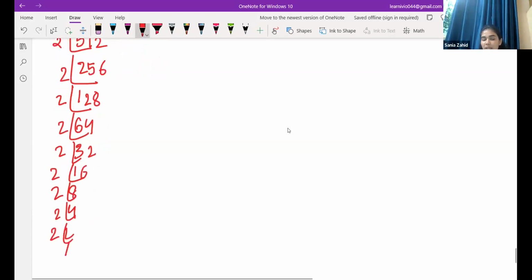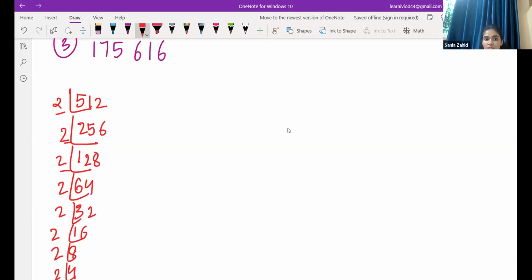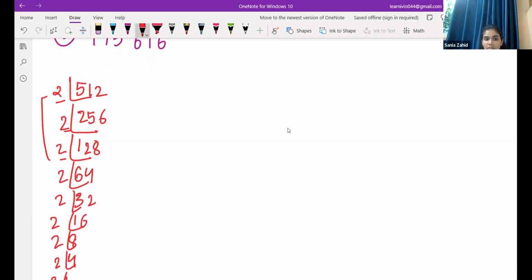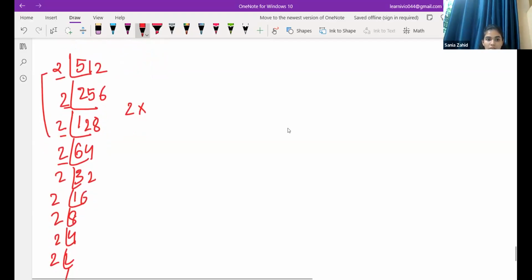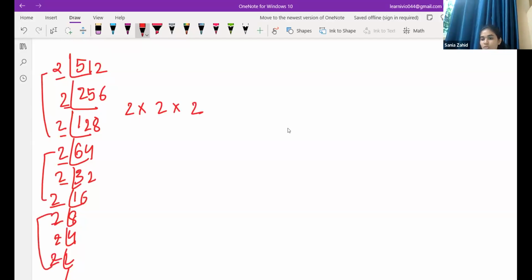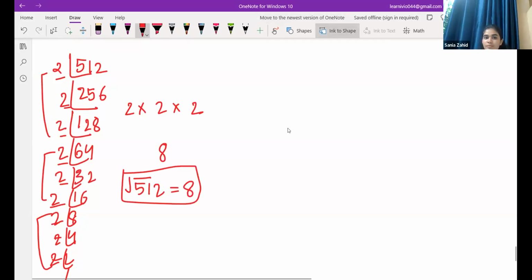Okay. So how many times do we have to divide? 1, 2, 3. So one triplet. Then again 1, 2, 3. Another triplet. And then again 1, 2, 3. Another triplet. So what's the answer? 2 into 2 into 2 is 8. So the cube root of 512 is 8. Okay, children, so that's your answer.